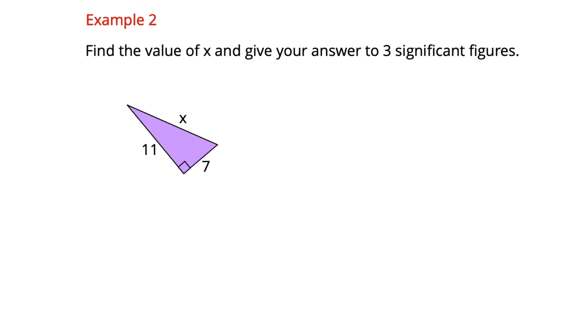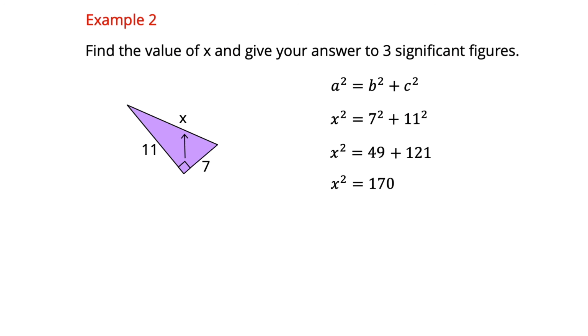Example 2. Find the value of x and give your answer to 3 significant figures. The hypotenuse for this triangle is x, the opposite side of the right angle. Start with A squared equal to B squared plus C squared. Put in the figures 7 and 11. X squared equal to 7 squared plus 11 squared. 7 times 7 equal to 49 plus 11 times 11, 121. 49 plus 121, we have 170.